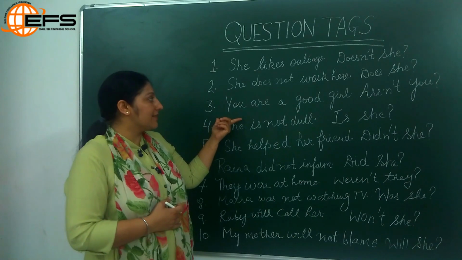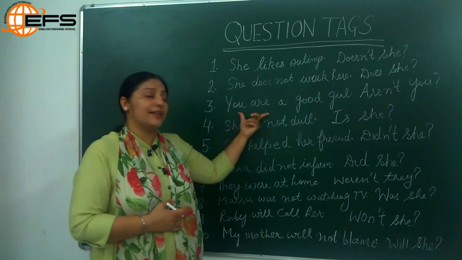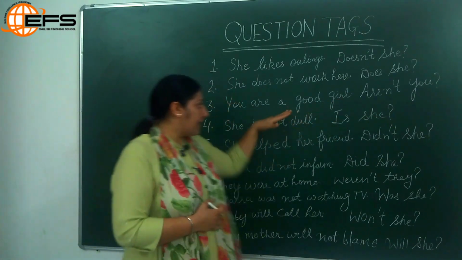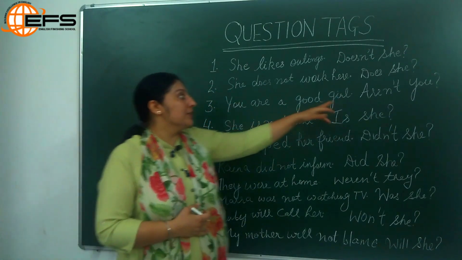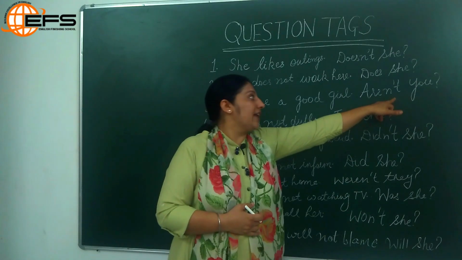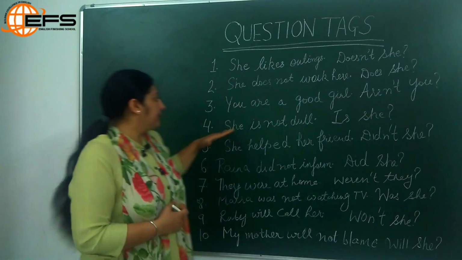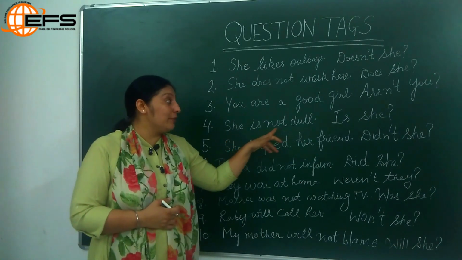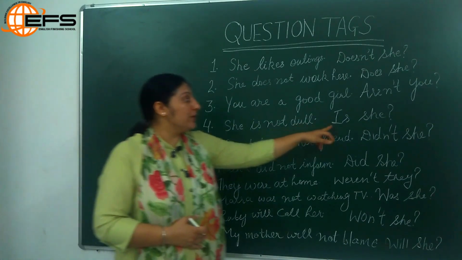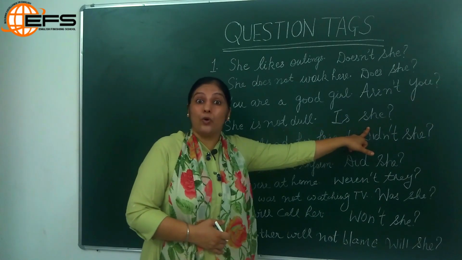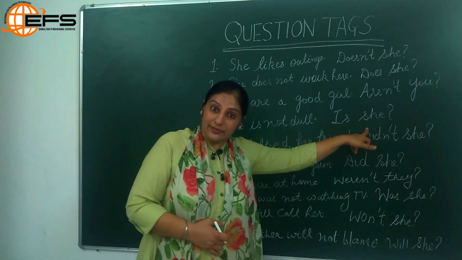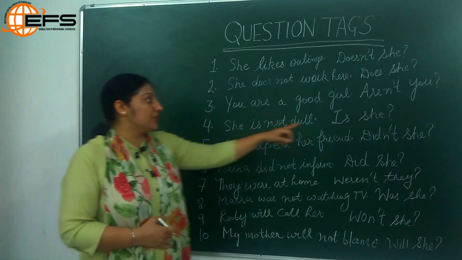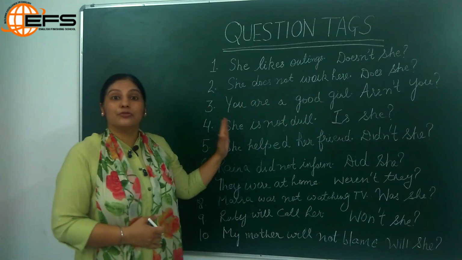Let us look at another example. You are a good girl. This is again the example of a simple present. You are a good girl, aren't you? Again we have a positive statement. So we are making a question tag in negative, aren't you? She is not dull. Again we have a negative statement in place. So we will make a positive question tag, not will not be there. Is she?